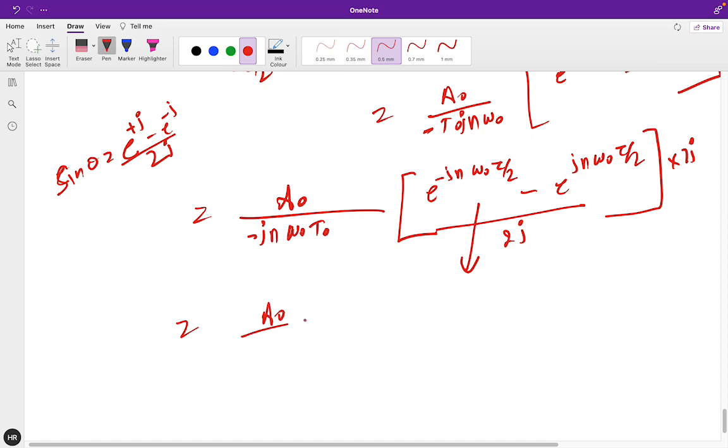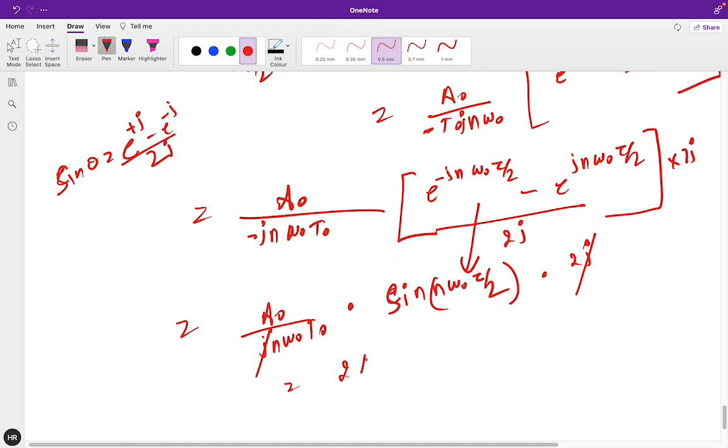So we'll get A naught, and omega naught t naught, into sine n omega naught tau by 2, correct? And here 2j is there, so j will get cancelled out. So what are you getting? 2 A naught and omega naught t naught, sine n omega naught tau by 2.